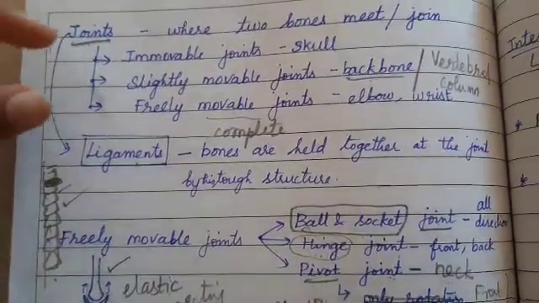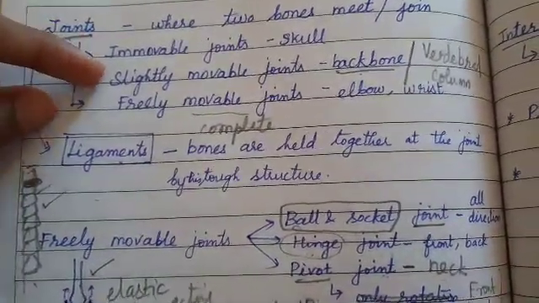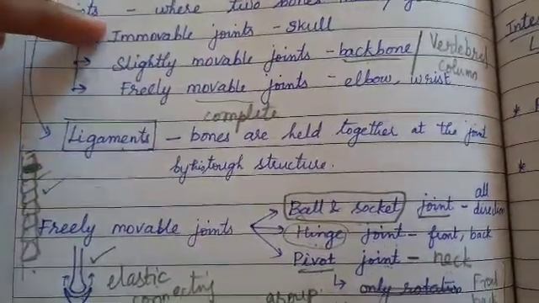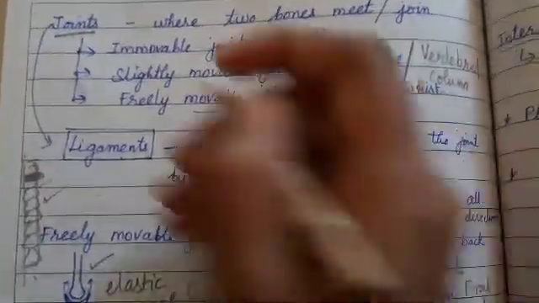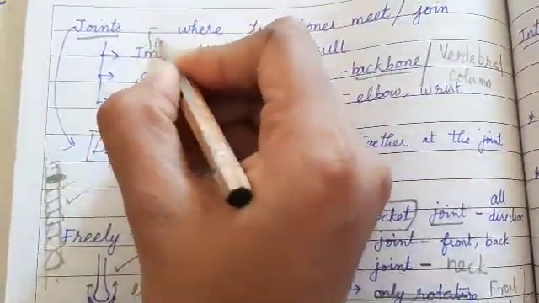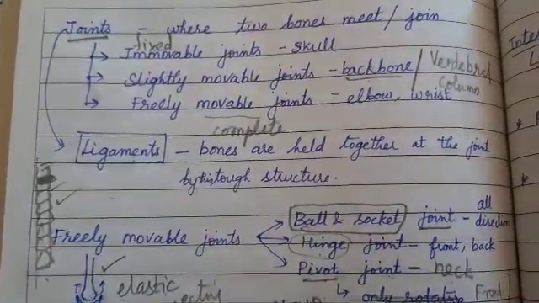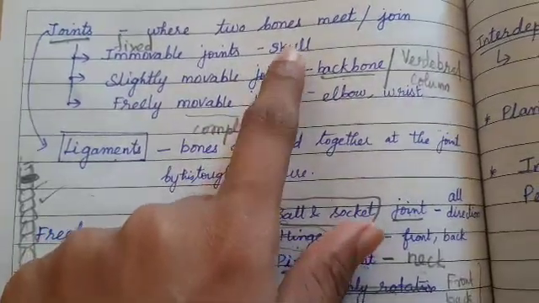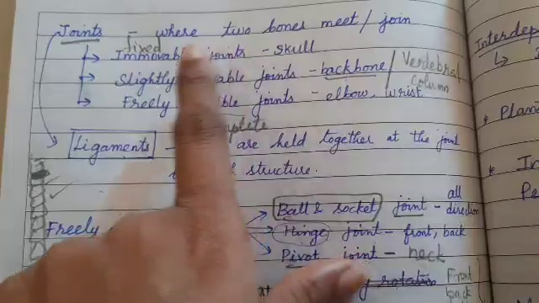Then we saw the three basic types of joints: immovable joints, slightly movable joints, and freely movable joints. Immovable joints, the other name is fixed joints. They are fixed. There is not going to be any change in it. The example was the skull bone. The skull is used to protect the brain.